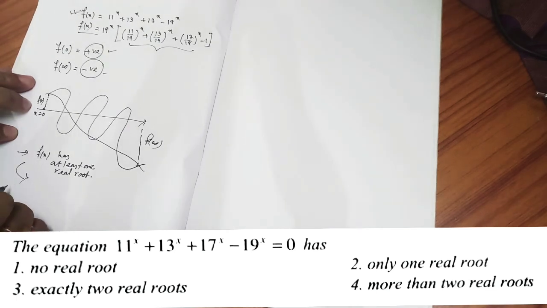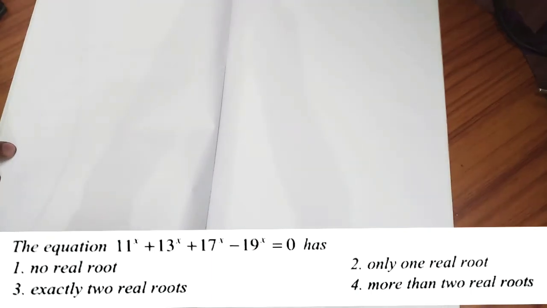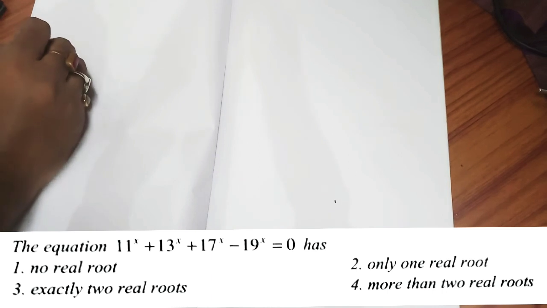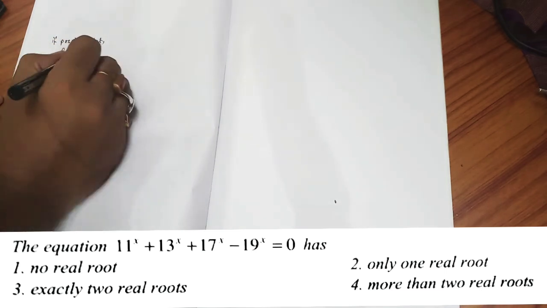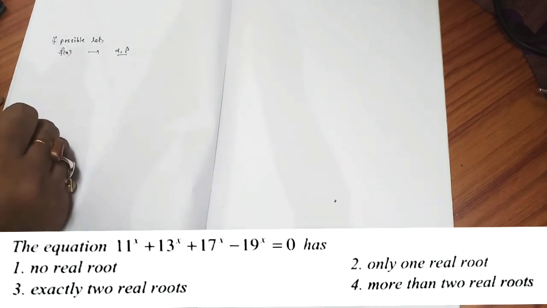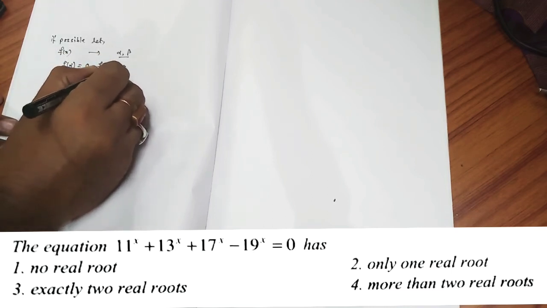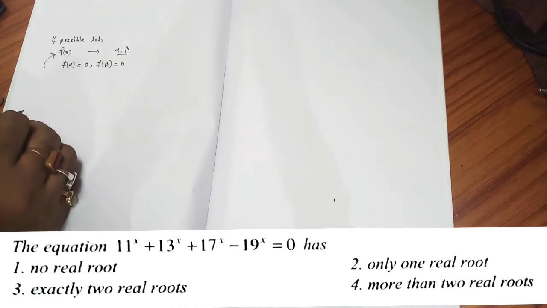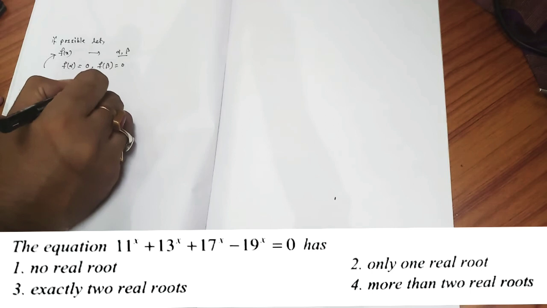From that point of view, you can say the first option is wrong, because the first option says no real root, but it is guaranteed that you have at least one real root. Clear? Now the question is whether this function f(x) has more than one real root or not. For that purpose, if possible, let f(x) have two real roots, say alpha and beta. That means f(alpha) is equal to 0 and f(beta) is equal to 0.